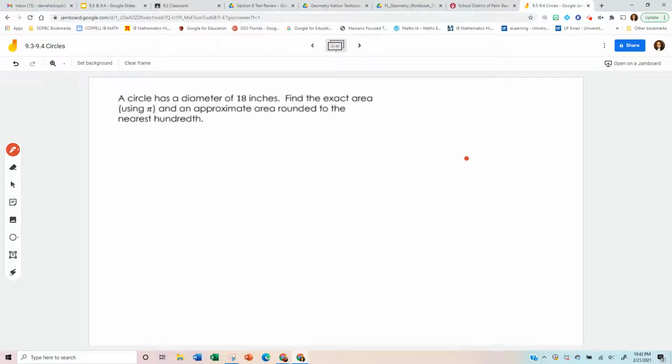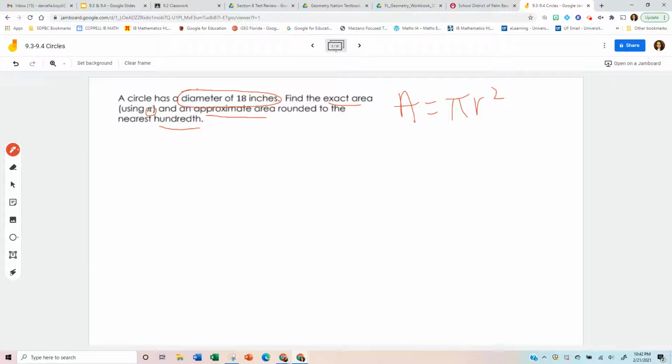A circle has a diameter of 18 inches. Find the exact area. So this problem actually reminds us to use pi. So we want pi in the final answer. And then we want an approximate area rounded to the nearest hundredth. So we want two different answers. We want exact and we want approximate. So remember that your formula is area is equal to pi r squared.